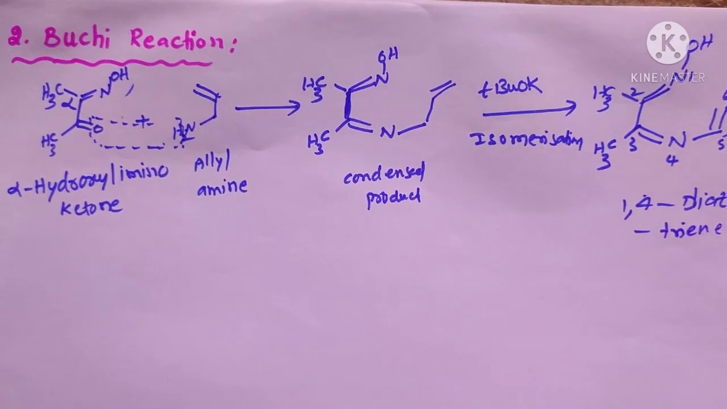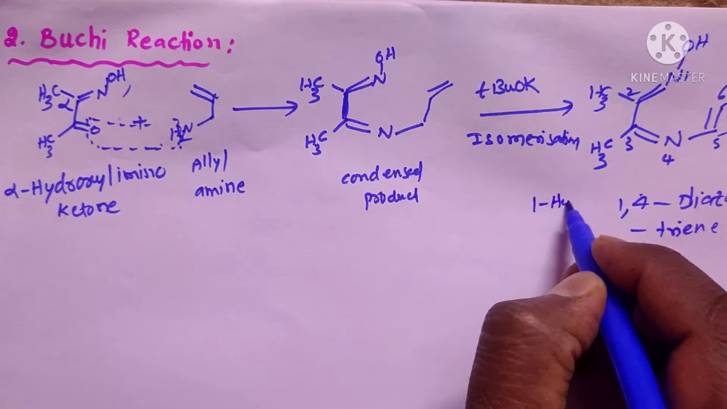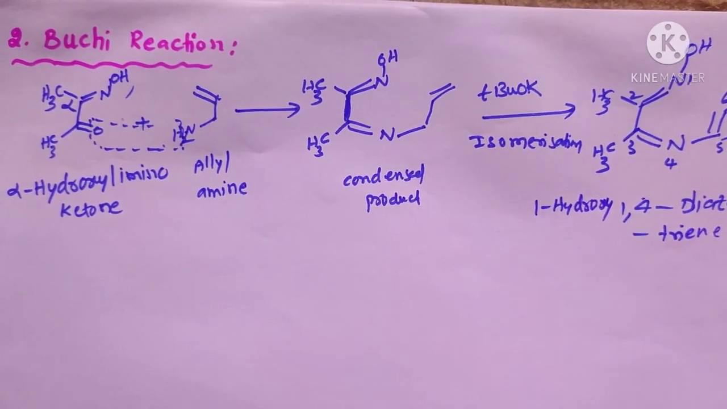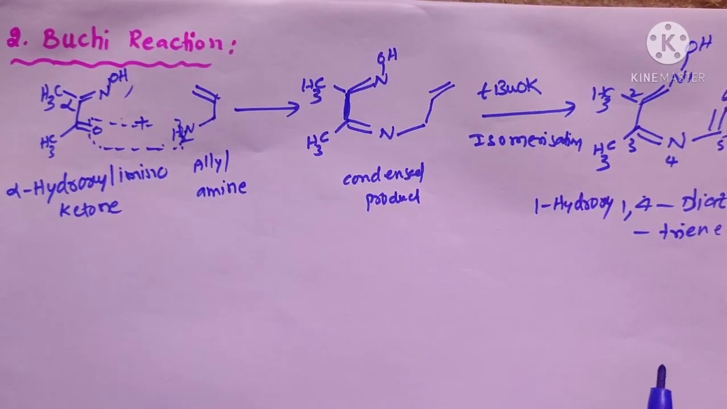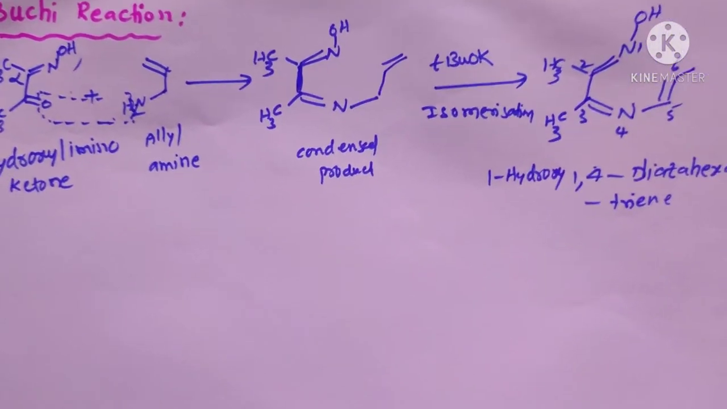Hexatriene, but at the first position hydroxyl group is there, so 1-hydroxy, this is substituted group. So now we can call it as the 1-hydroxy 1,4 diaza hexatriene. Okay, hexatriene.